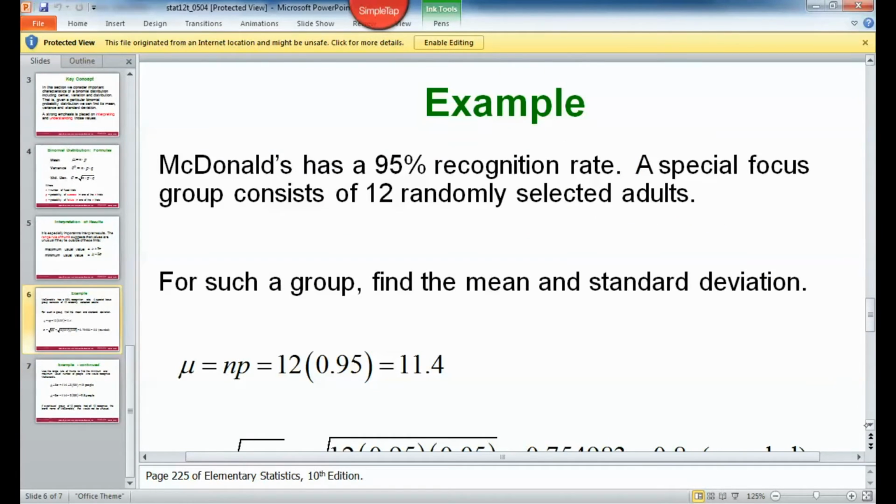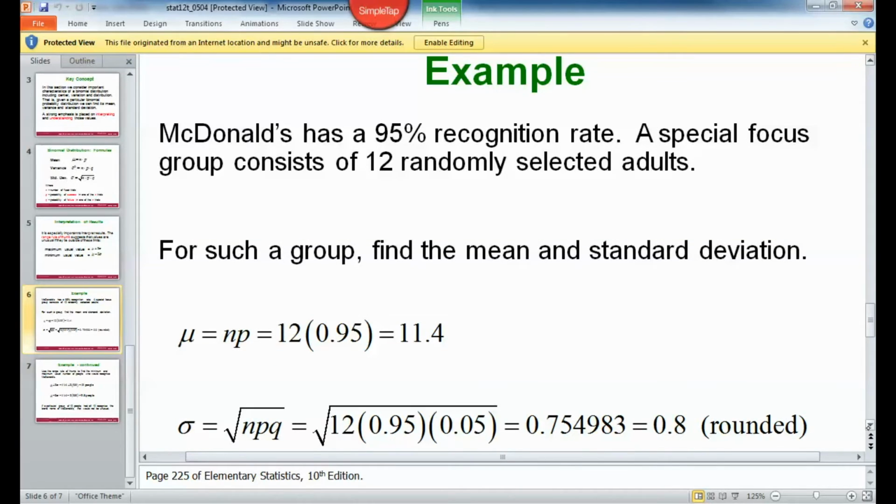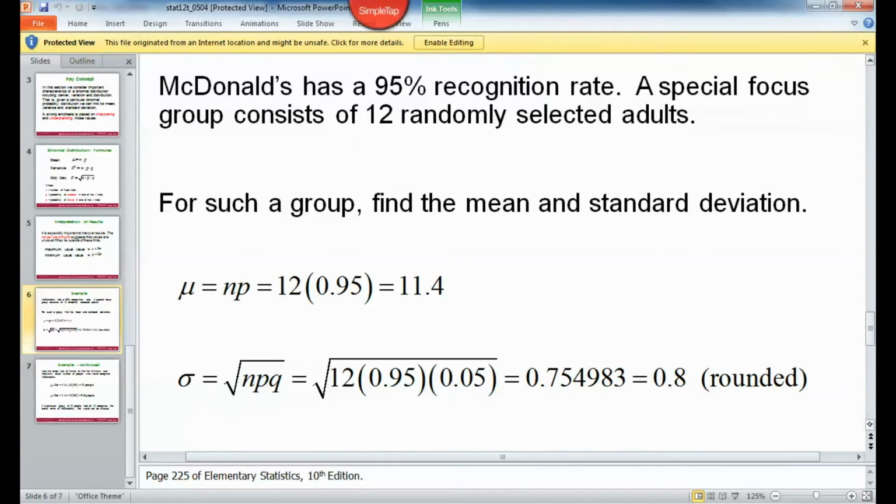All right, let's look at this example real quick. And you can see down here where they're doing their calculations. It is as simple as I told you it was. All right, McDonald's has a 95% recognition rate. That's hard to believe that it's even that low, right? A special focus group consists of 12 randomly selected adults. For such a group, find the mean and the standard deviation.